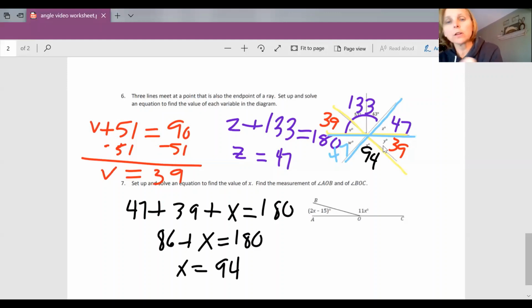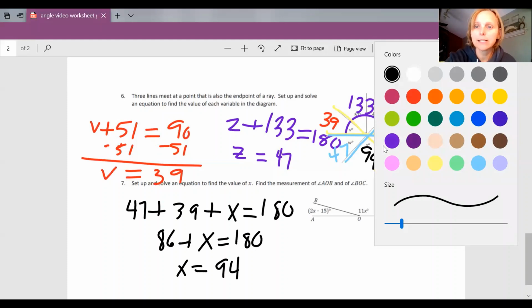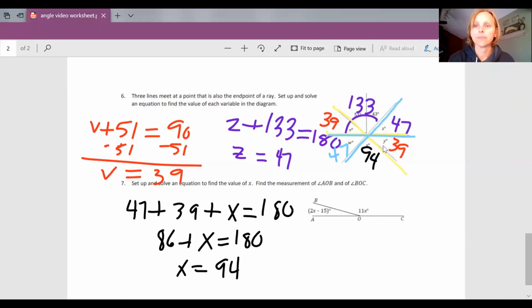So look at that. What looked like a really complicated problem, when we solved it piece by piece, we were able to find the measure of each angle. And the very last one, I'm not going to go all the way through, but I will set it up for you. So let me pick another color because I'm running out of room. We did not use green. Let's go with green.